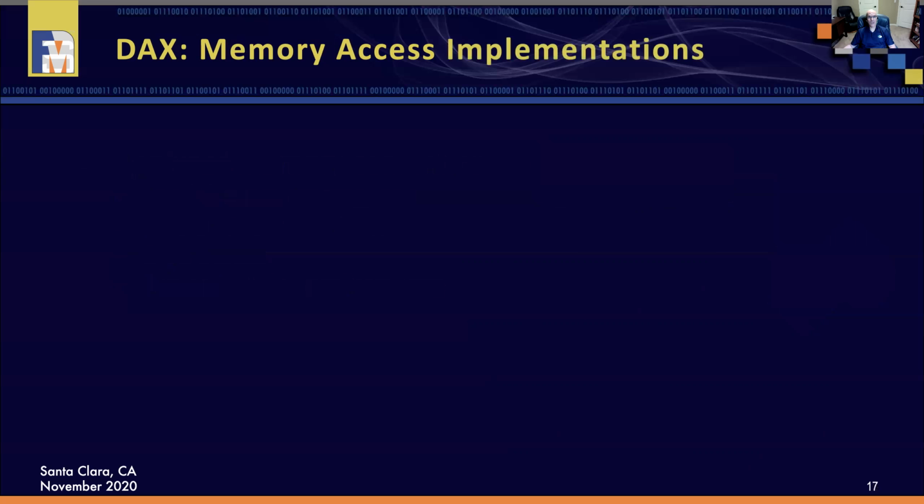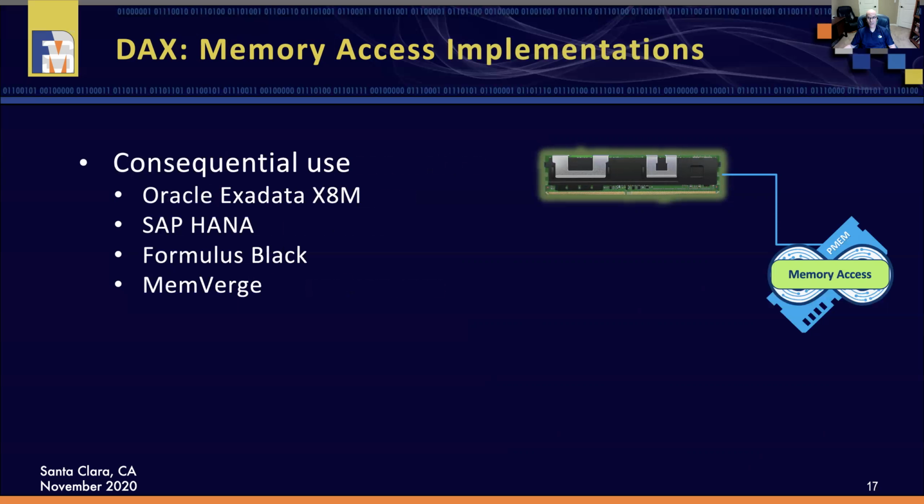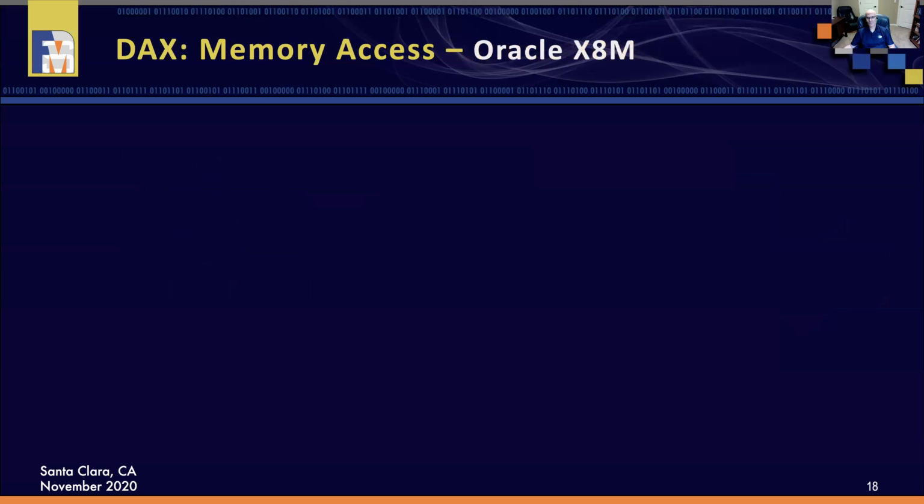And there's some really interesting, clever implementations. Considerable use is being done with this with Oracle Exadata X8M, SAP HANA, Formula Splack, and Memverge. Oracle's database, the latest versions, the one that's supposed to come out this year, will also directly access it, even if it's not in Exadata. So let's look at their implementation in Exadata, which is incredibly useful.